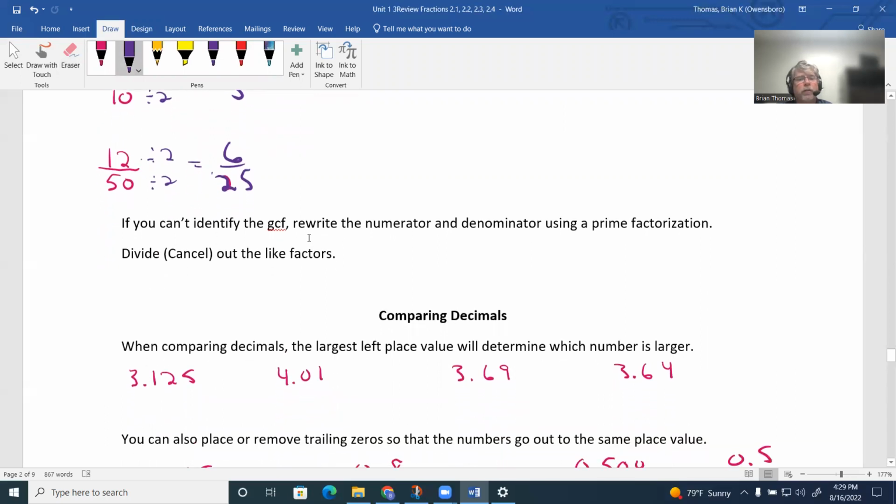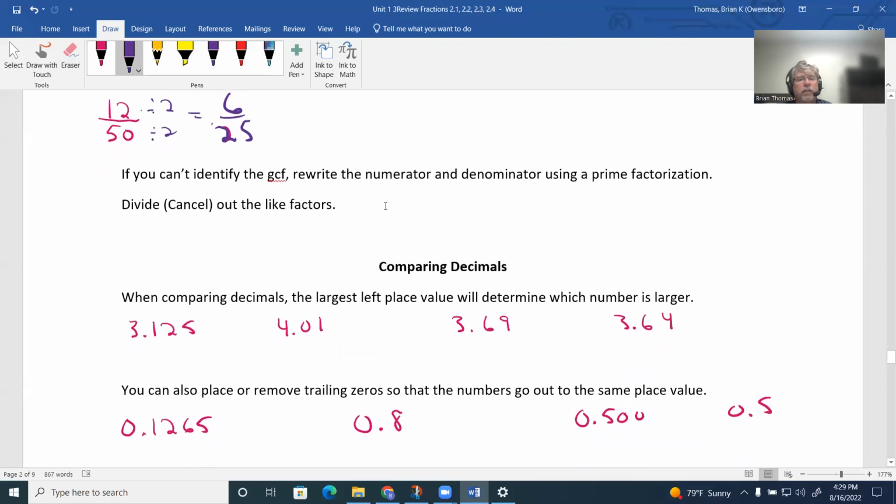Now there's another way we can do this, and that is we can rewrite the numerator and denominator using prime factorization. A lot of times what we do here is we divide or cancel out the like factors. So if I was doing this problem, 12 over 50, I could do a prime factorization of the numerator and denominator. So remember, my prime numbers are 2, 3, 5, 7, and 11. So 2 does go into 12 6 times. 2 does go into 6 3 times. 2 doesn't go into 3, but 3 does go into 3 1 time. So my 12 turns into a 2 times a 2 times a 3.